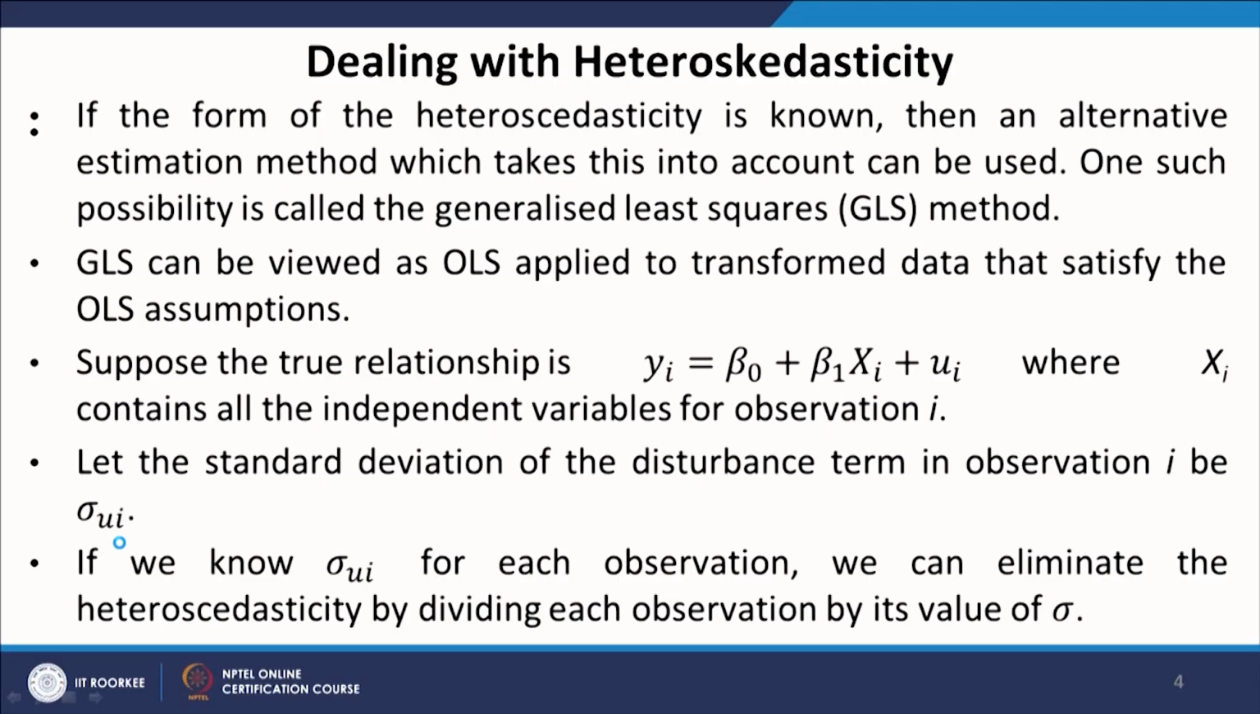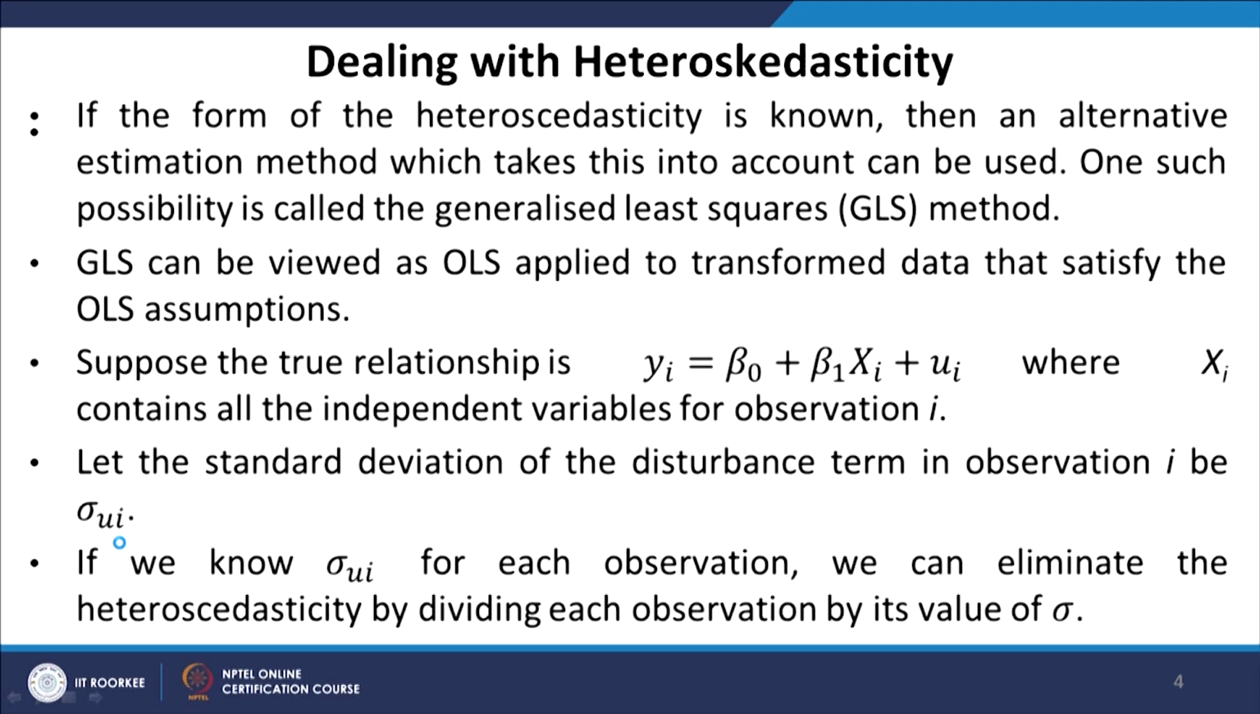But here, while dealing with heteroscedastic errors, we primarily try to remove the problem of heteroscedasticity. By removing the problem, we certainly obtain efficient estimators, but we are not sure whether they are unbiased or consistent. Most often they will not be unbiased estimators, but they are certainly the best, that is the most efficient, estimators. If the form of heteroscedasticity is known, which is actually our trouble many times, then an alternative estimation method which takes this into account can be used.